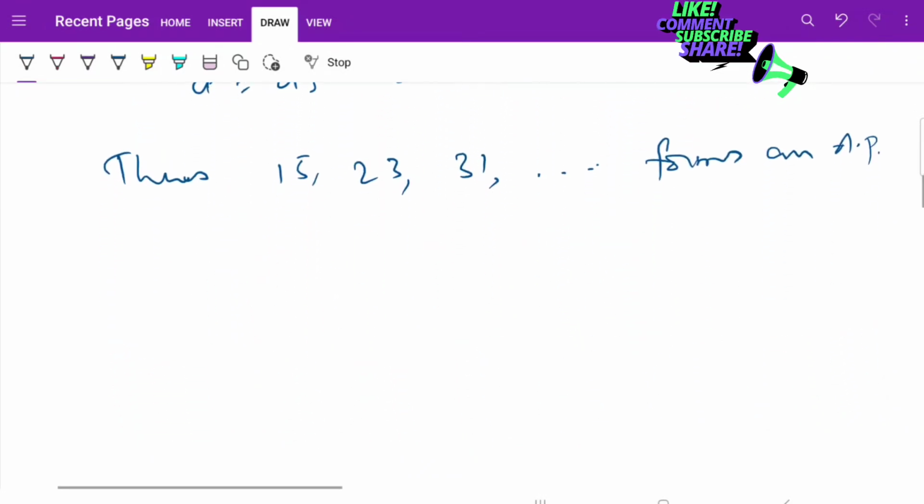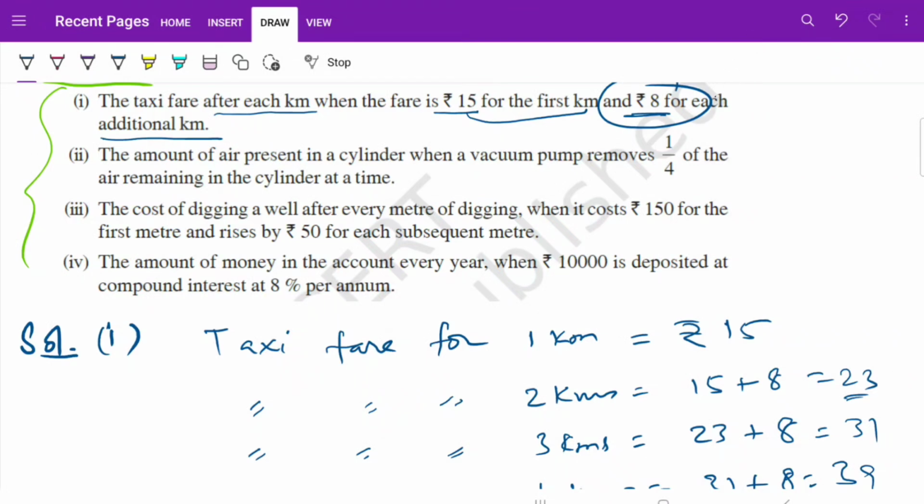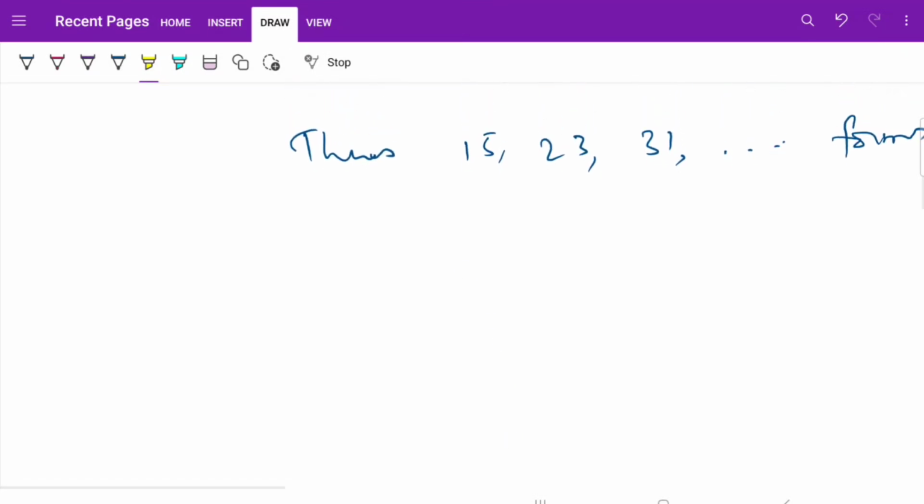The first one is done. Now we see the second bit here: the amount of air present in a cylinder when the vacuum pump removes 1/4 of the air remaining in the cylinder at a time. That means in the cylinder whatever air is available, at one time it will remove 1/4 of the available air in the cylinder. That we can say. Now we have bit number 2. We will see here.